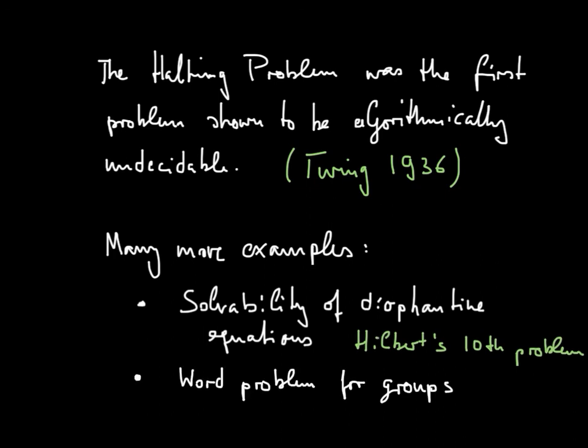A famous problem from algebra is the word problem for groups. And for us, an important undecidable problem or uncomputable function, and we will see that later, will be Kolmogorov complexity, which essentially is the problem of finding the shortest possible description, with respect to a universal Turing machine, of a given binary string.